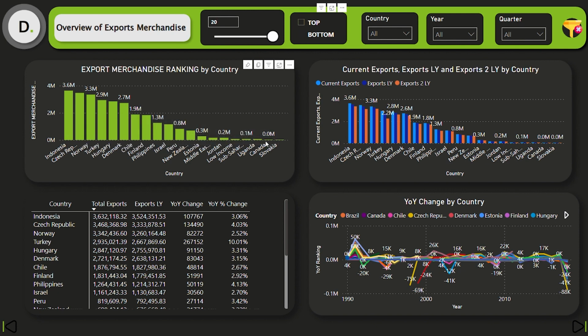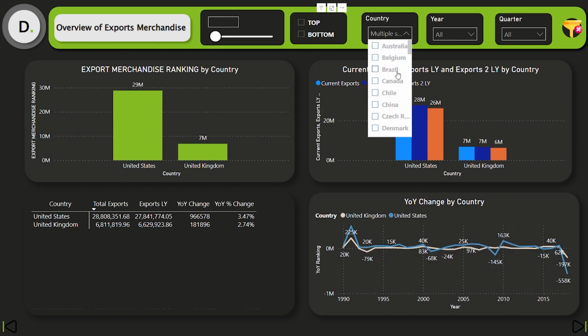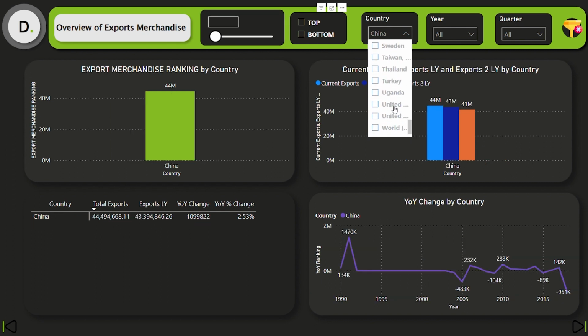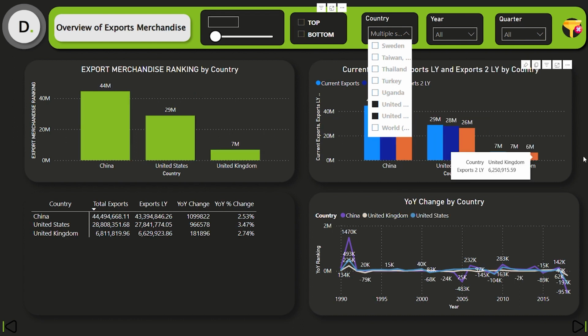Czech Republic is one of them. Canada is one of them. Slovakia and Denmark also we can see, right? Now, let's just clear this out and quickly see the dominating three nations. Also, China, United States, and United Kingdom.